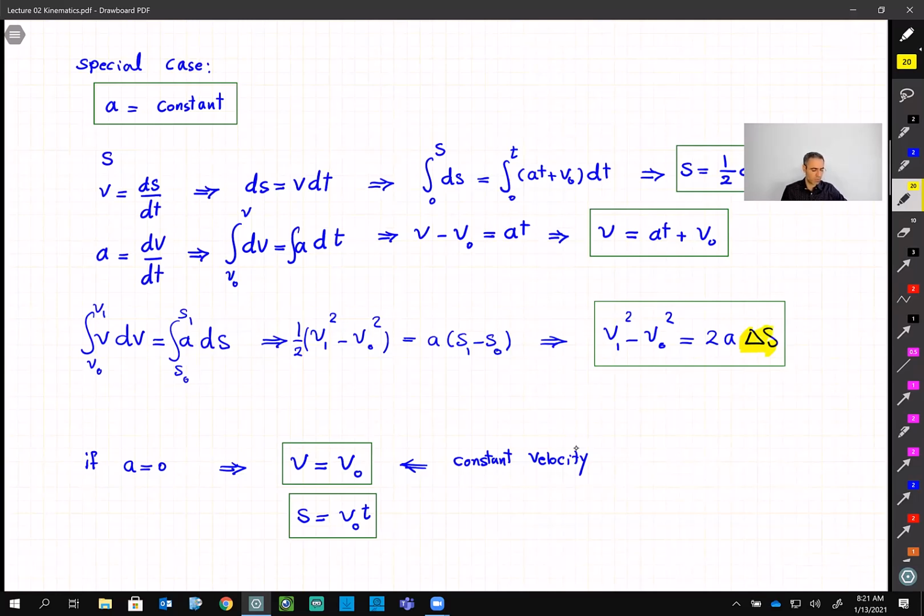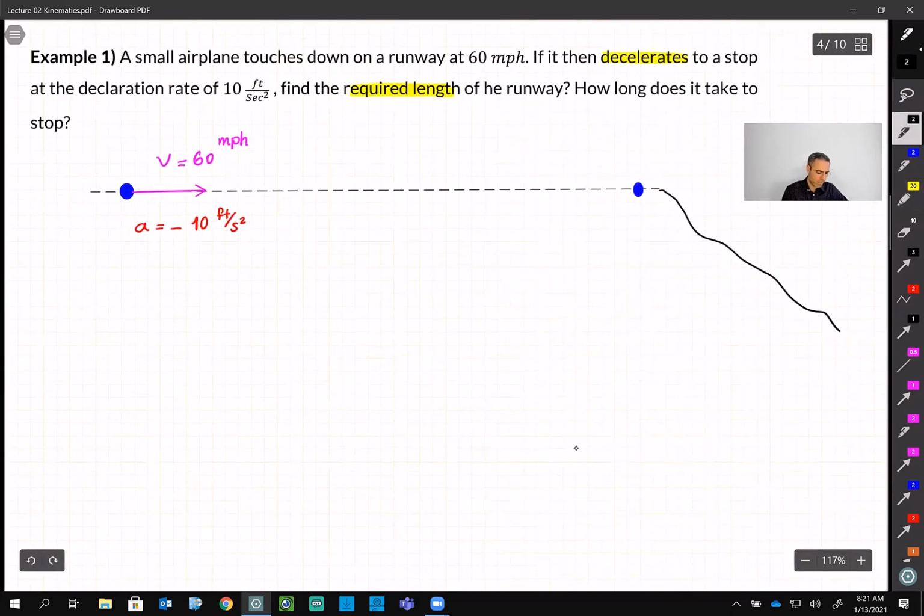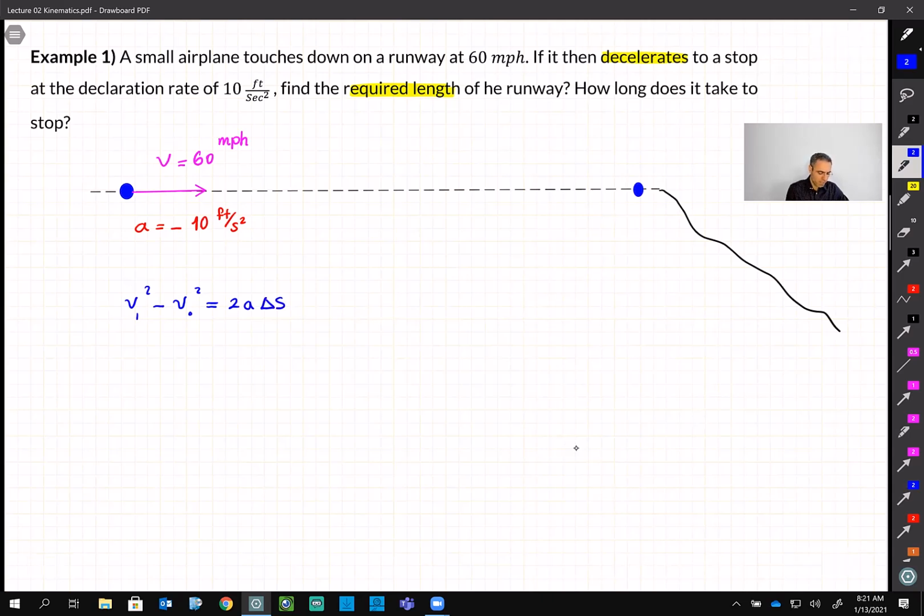Let's use this formula for this problem, see if it can help us. So let me write it down again. This is the formula we have. V1 squared minus V0 squared is equal to 2a delta S, right? Let's substitute the numbers that we have. So what is our V1? So this is V0 when we started, and this is our V1. We want this thing to stop, right? So it is 0 then.